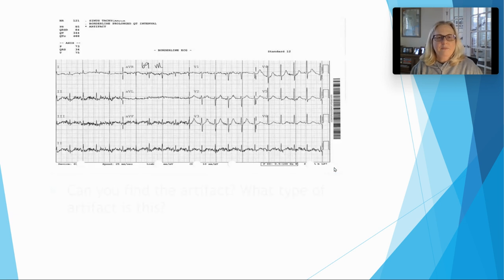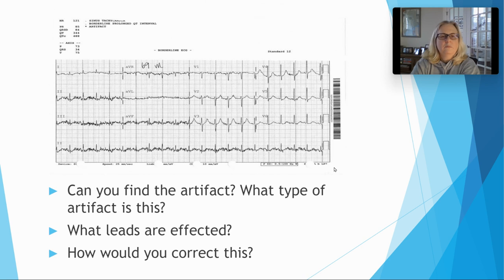All right, this one. What type of artifact is this? You can see it's actually almost in a lot of the leads, but it's really mostly in the limb leads. Have you guys seen the pattern that most of the time it's the limb leads that have this artifact? Okay. And these are the limb leads. Yeah, it's all 3 limb leads.